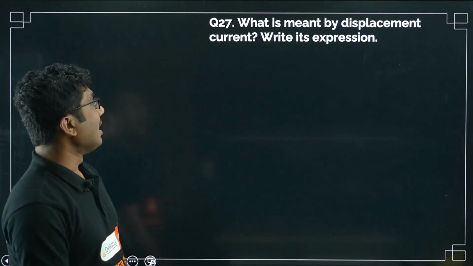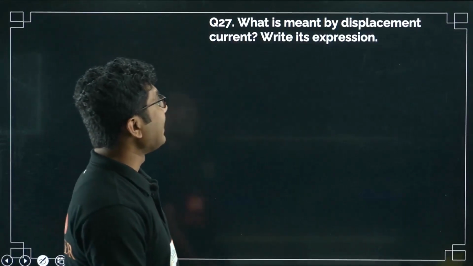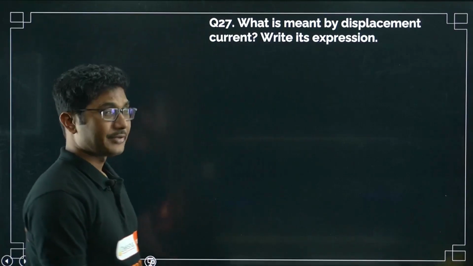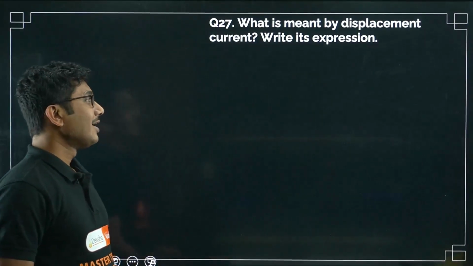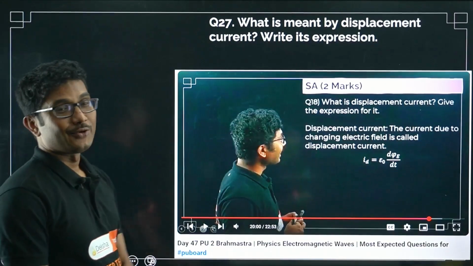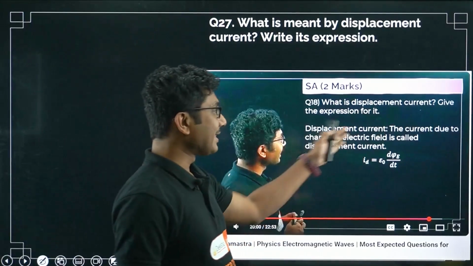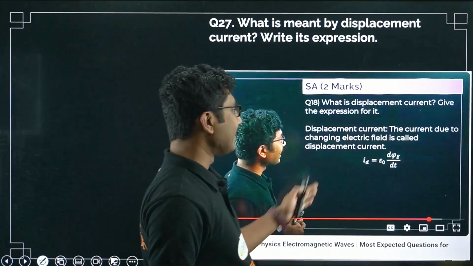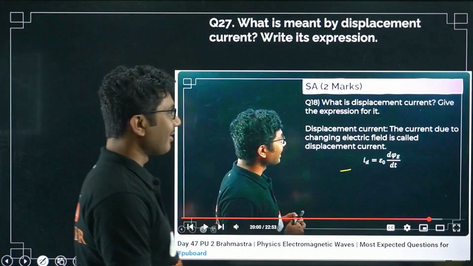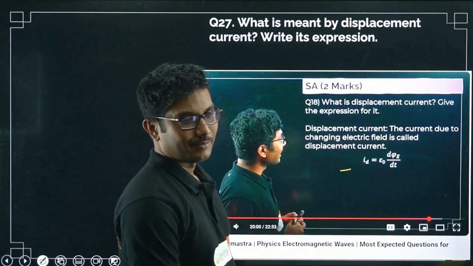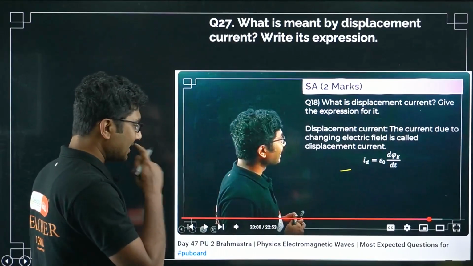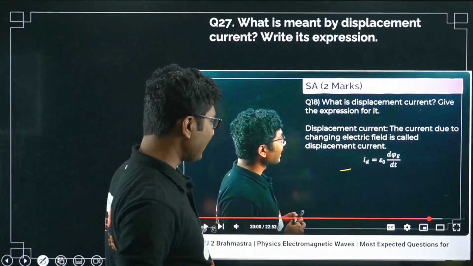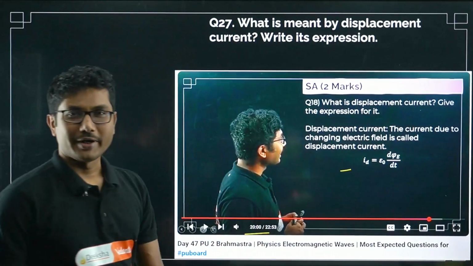Okay, now next, what is meant by displacement current? Write its expression. Again, I am not going to answer it because he is here to answer this question. So displacement current, the current due to changing electric field, is called displacement current, and it is given by I_D is equal to epsilon naught d phi_E by dt. Right, and it is again done in my electromagnetic waves chapter in the timestamps 20 minutes.